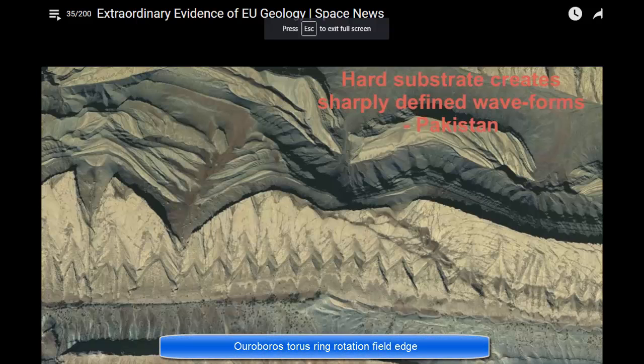Okay, now I've brought up this picture of a hard substrate creating sharply defined waveforms, because this is the edge of an Ouroboros torus ring. And because it's double helix, it has a wavy edge, and it is where excess energy is being pushed together and forced out in a vortex.